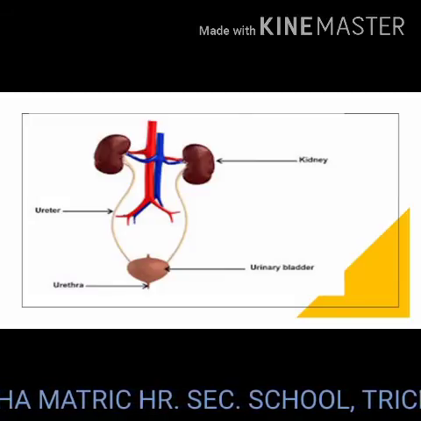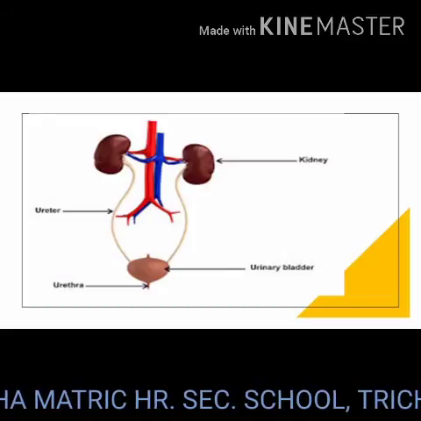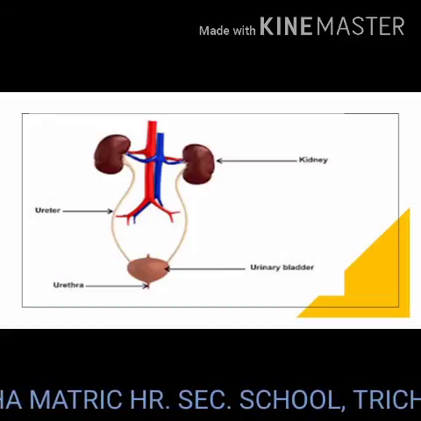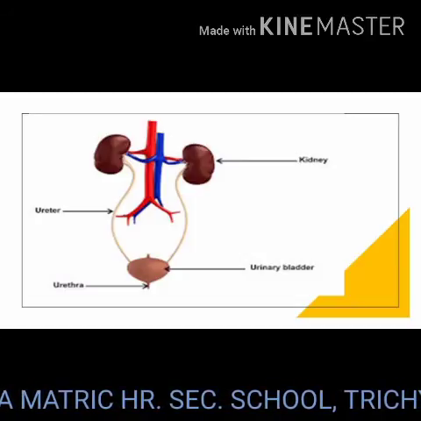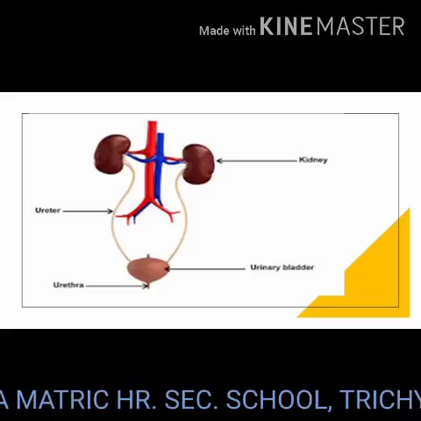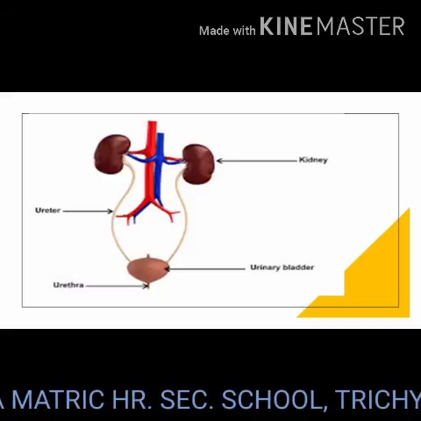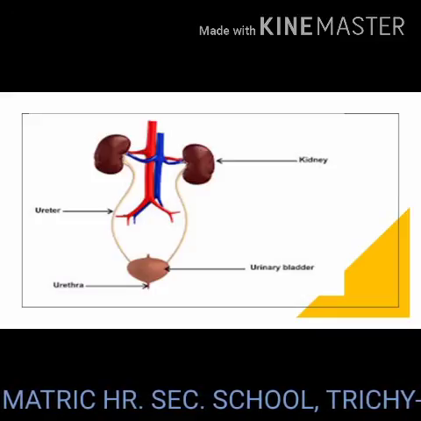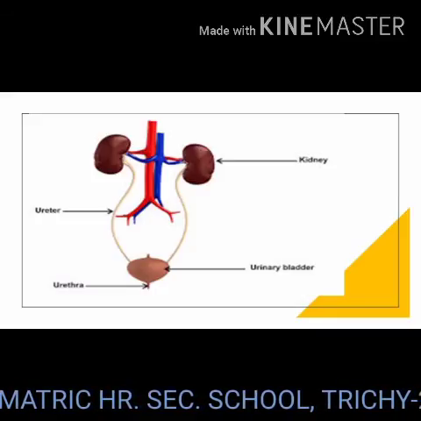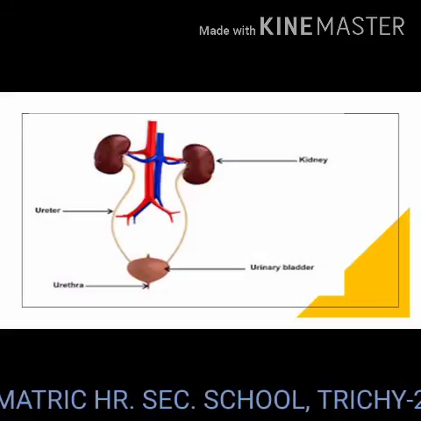Some of the excretory organs other than the kidney are the skin, which removes a small amount of water, urea, and salts in the form of sweat, and the lungs. The lungs eliminate carbon dioxide and water vapor through exhaling.